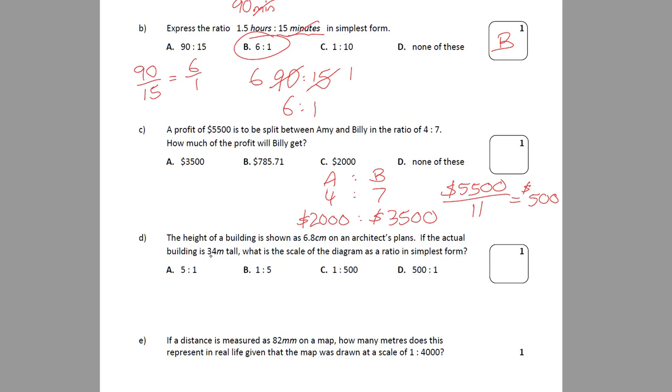Now I wasn't asked that, but I do like to do the whole thing and just check: do my two parts still add up to the total of 5,500? They do. What did Billy get? 3,500. Was that the question? How much profit will Billy get? Yep.